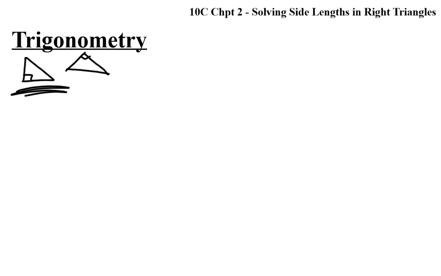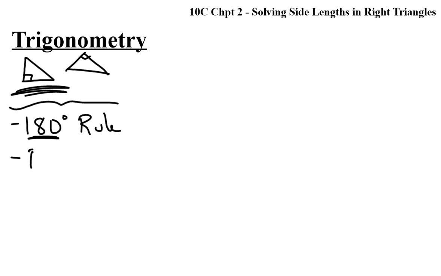So in the past, we discussed the 180-degree rule for finding angle sizes. If you know two angles, the third angle has to total 180 with the other two. We also talked about the fact that Pythagorean or Pythagoras' theorem is a process to find an unknown side length when you have two other sides. And we reviewed that from previous.